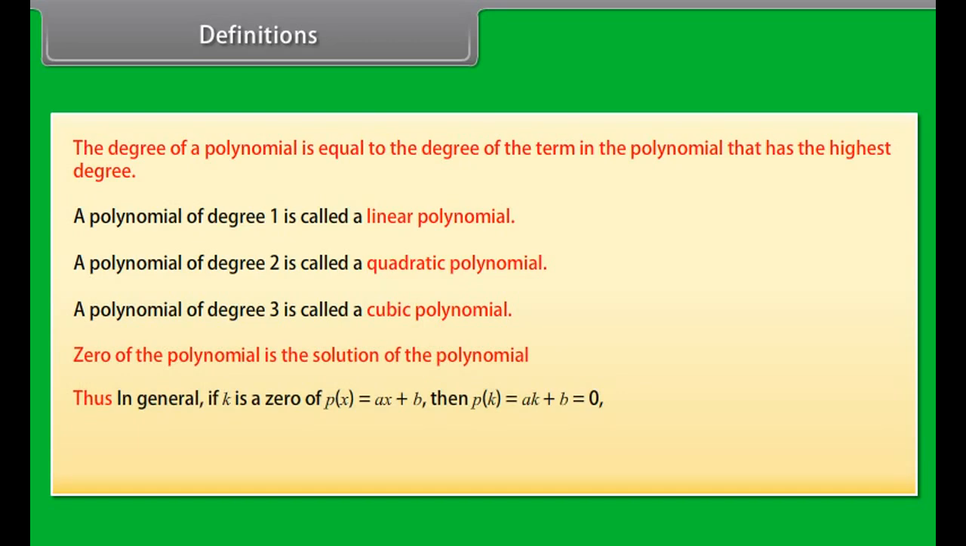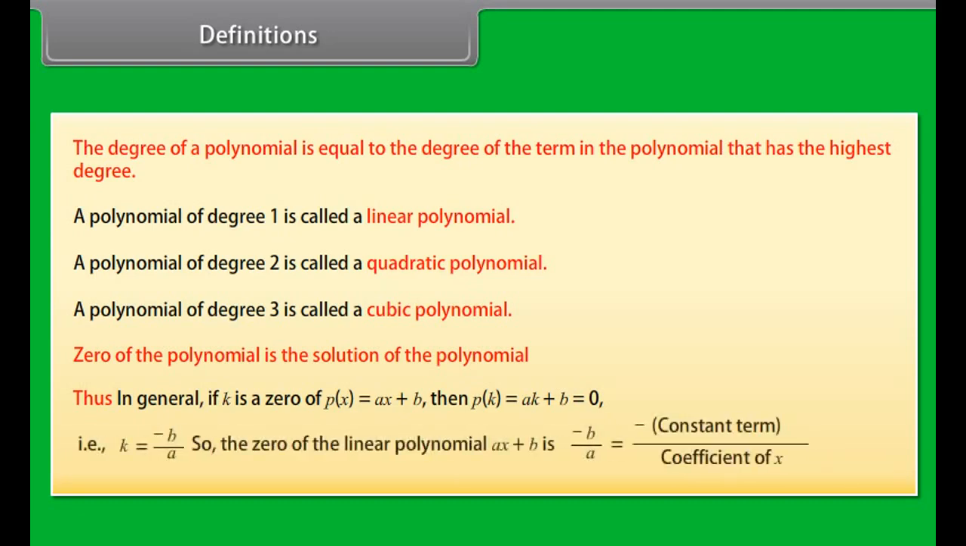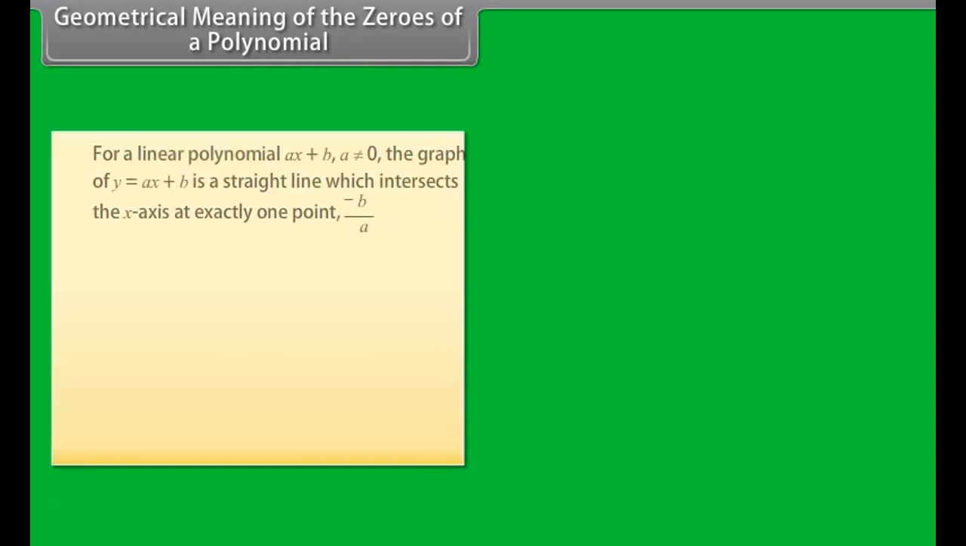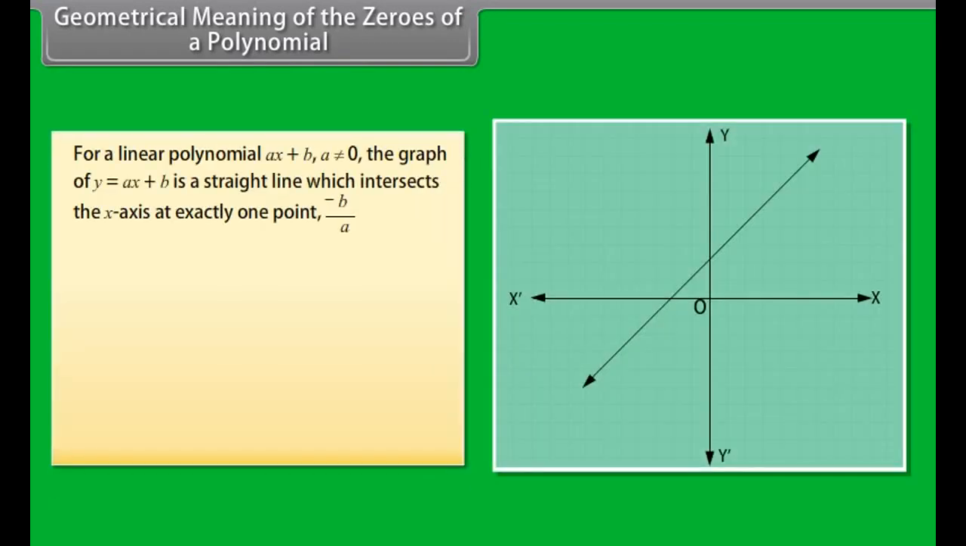Thus, in general, if k is a zero of p(x) = ax + b, then p(k) = ak + b = 0. That is, k = −b/a. So, the zero of the linear polynomial ax + b is −b/a, which equals −constant term/coefficient of x. Geometrical meaning of the zeros of a polynomial.